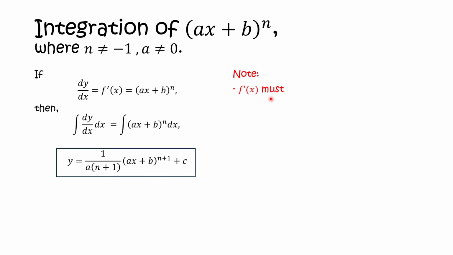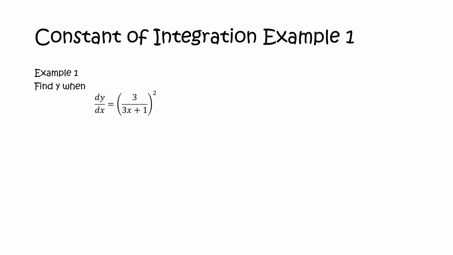And recall, f prime must be a linear expression for us to use this particular rule, and n must not be equal to minus 1, and our a is not equal to 0. Great. We will look at example 1.